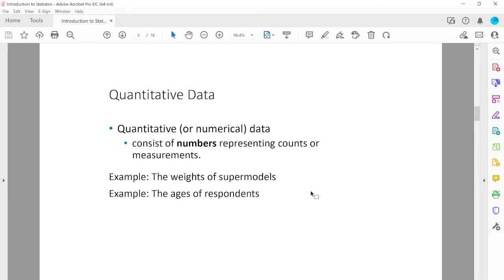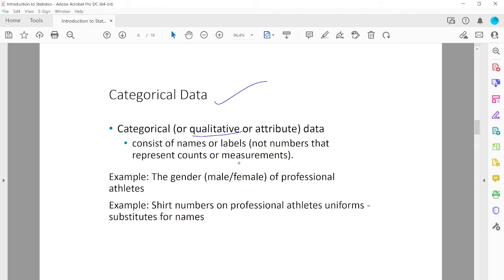Quantitative data means numbers. For example, the weights of supermodels, the ages of respondents, such types of data. They are numbers. They are called quantitative data. And there are categorical data, which is also called qualitative. For example, the genders, male, female, or the numbers on professional athletes' uniforms. So that's categorical data. Though it represents a number, it's not quantitative. To be quantitative, it should be a number, and you should be able to compare the numbers.